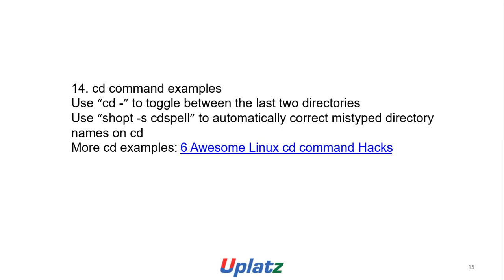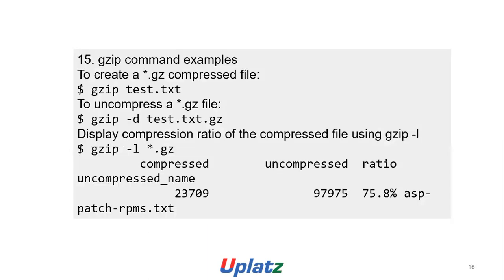More on CD example, also Linux CD commands. gzip command examples: to create a tar.gz compressed file, gzip test.txt. To uncompress a tar.gz file, gzip -d test.txt.gz. Display the compression ratio of the compressed file using gzip -l, gzip -l star.gz, showing compressed, uncompressed, name and compress ratio.